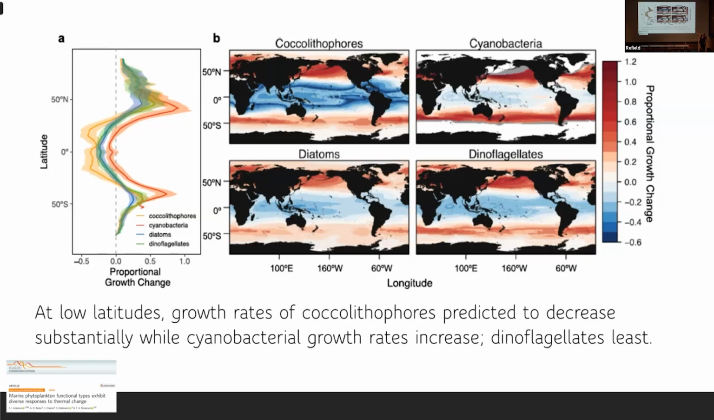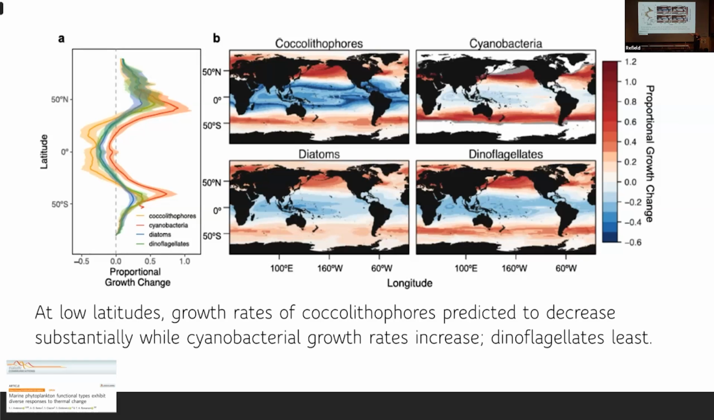What did they find? Well, a bunch of stuff. Here are the 4 different groups. Here is, on the left, this is the proportional change in growth. So 0 would be no change versus latitude. First thing they find is, first of all, at low latitudes, the growth rate of coccolithophores were predicted to decrease substantially, while the cyanobacterial growth rates were predicted to increase.